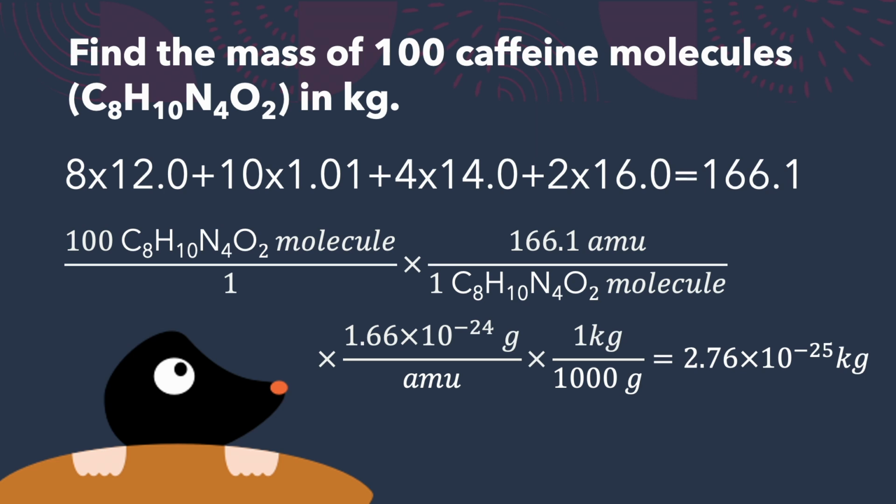times 1.66 times 10 to the negative 24th grams for each AMU, and times 1 kilogram over 1,000 grams. After everything cancels out, we get our answer of 2.76 times 10 to the negative 25 kilograms for 100 caffeine molecules.